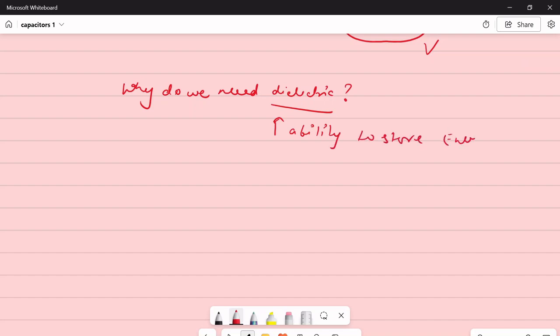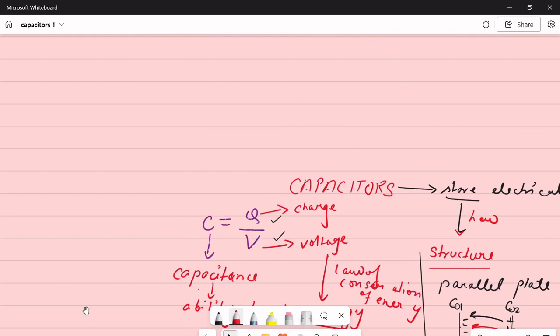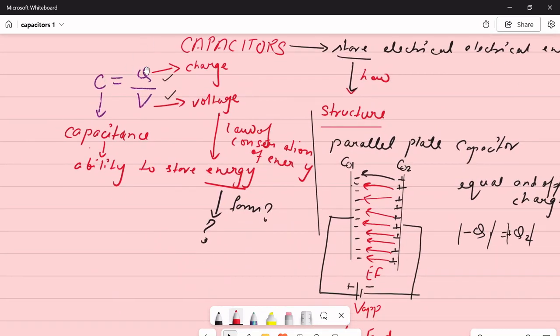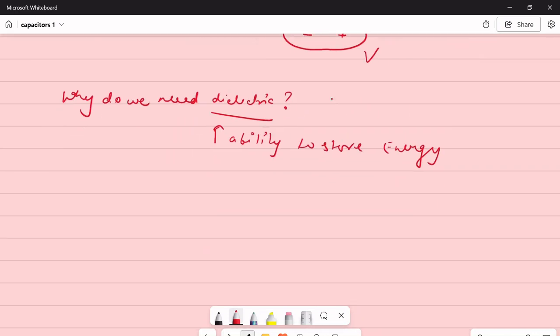Now let us go back to the first formula that I had told you. Look at it here. This C is equal to Q by V, and this is the capacitance. So this capacitance is the ability to store energy. So basically we want to increase the capacitance. The entire idea of using the dielectric is to increase the capacitance. Right. So how does this happen is the question.